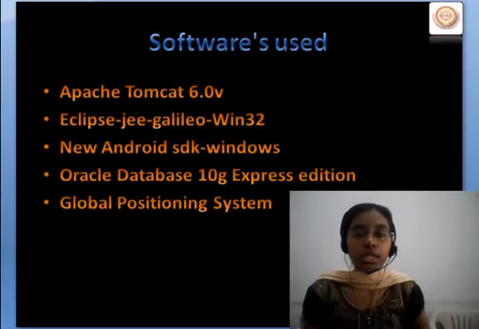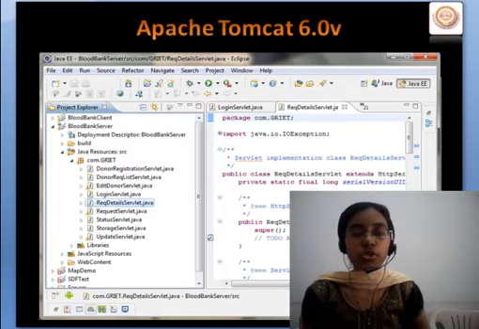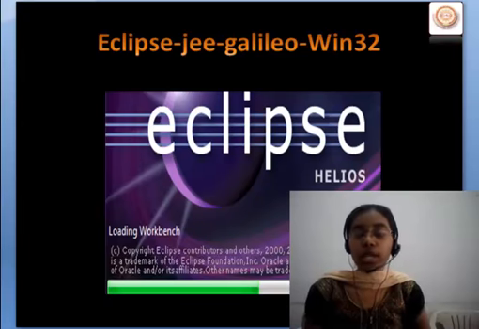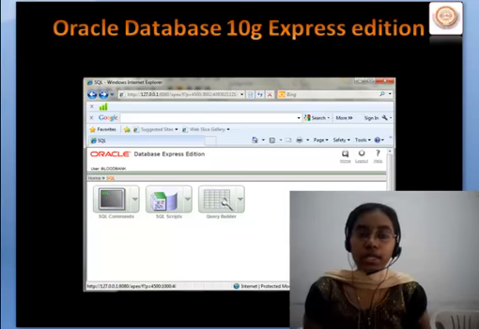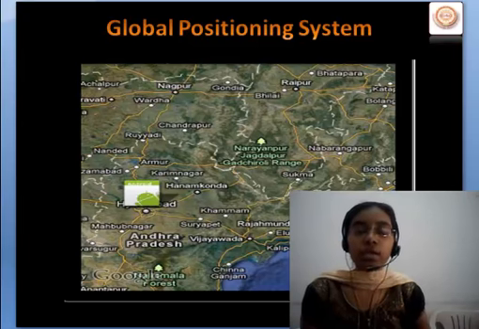The software used in our application are: Apache Tomcat, which is used to run the server. Eclipse Galileo, which acts as an editor for writing the code, and Java language is used for writing the code, and it acts as the front end. Oracle Database 10g, which is used to store the data, and it acts as the backend. And the Global Positioning System, which is used to identify the position of the donors.